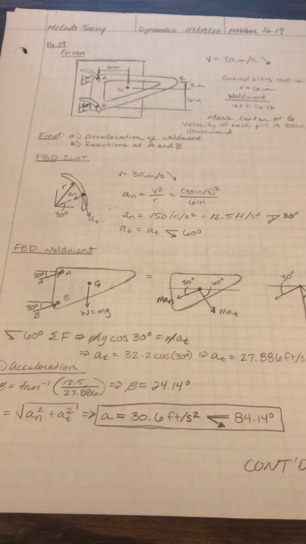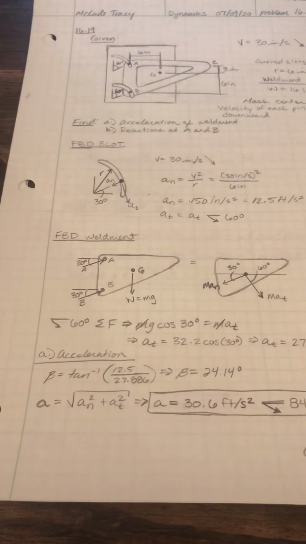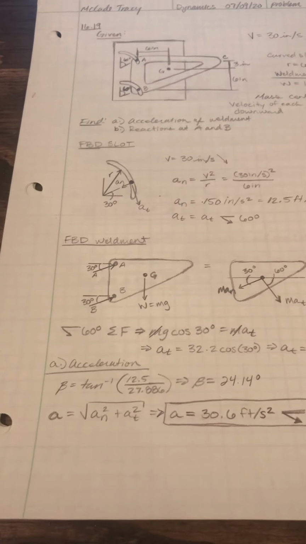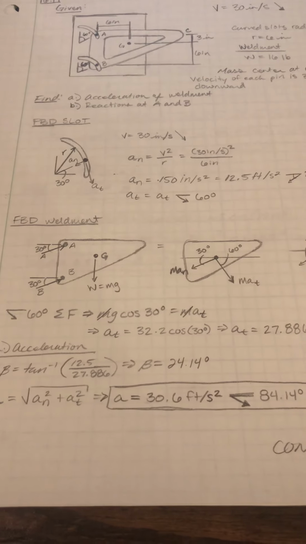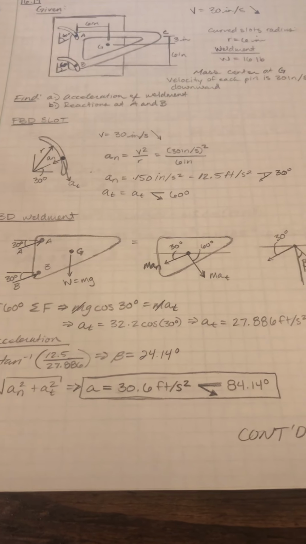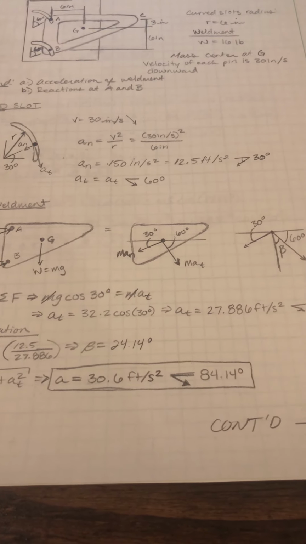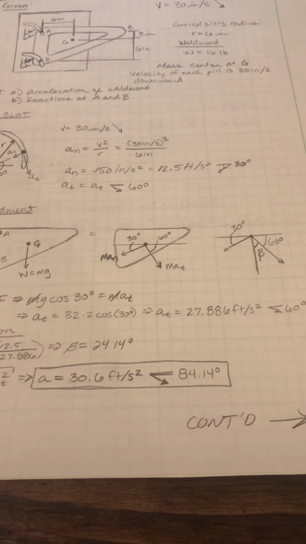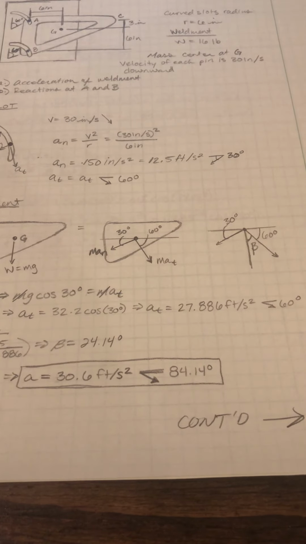Now, as we have both acceleration in the normal and tangential directions, we square both of those and add them together, and then take the square root to get the acceleration of the weldment. And we find that the acceleration of the weldment is equal to 30.6 feet per second squared. Now this 84.14 degrees comes from adding 60 degrees plus the 24.14 degrees.